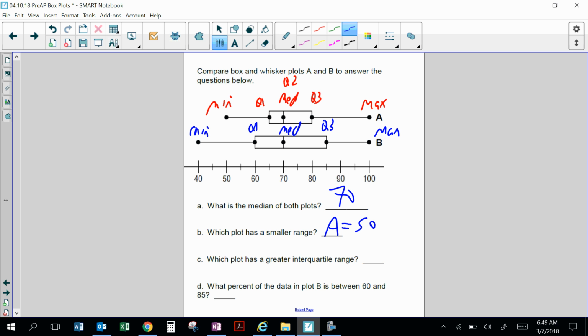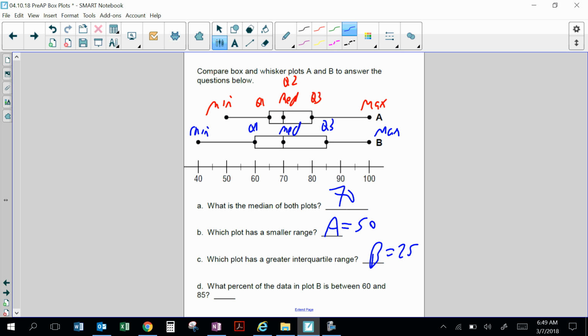Which plot has a greater interquartile range? So the interquartile range goes from 65 to 80. That's 15 away. Here, it goes from 60 to 85. That's 25 away. So B, 25 away.